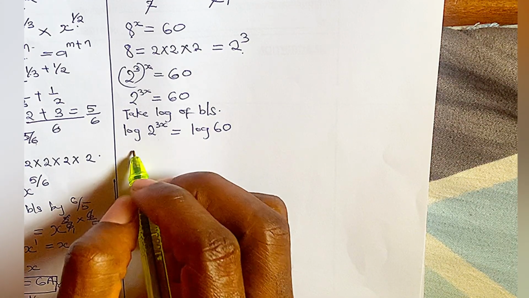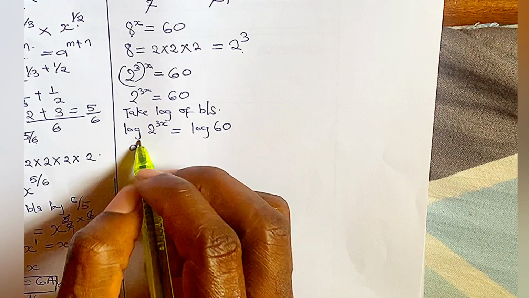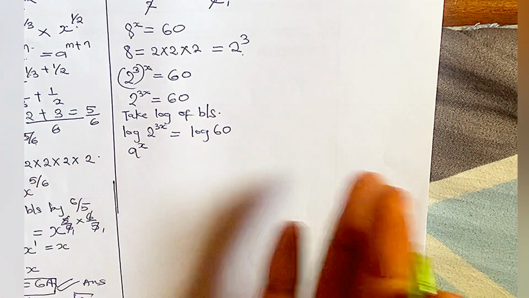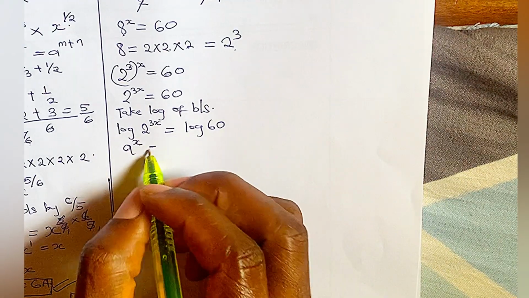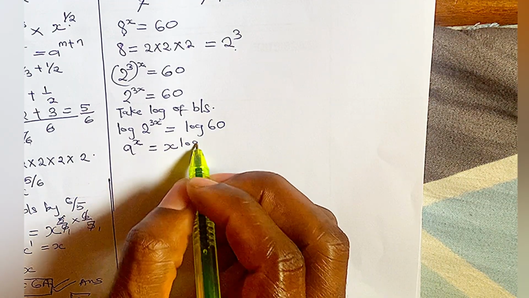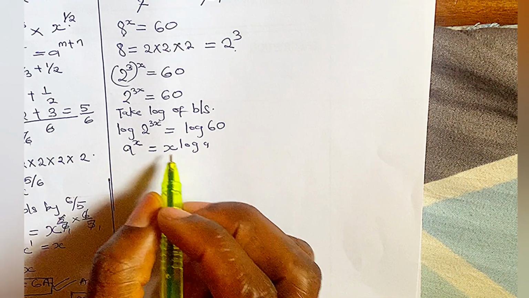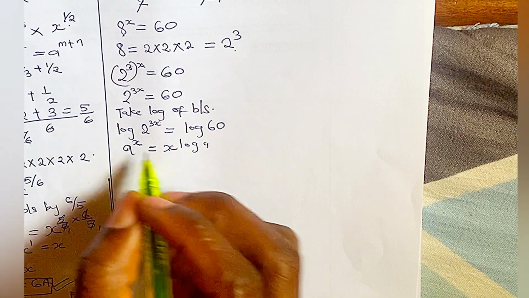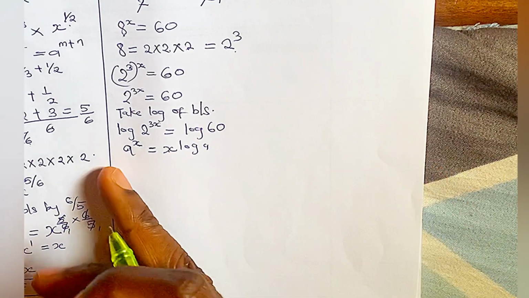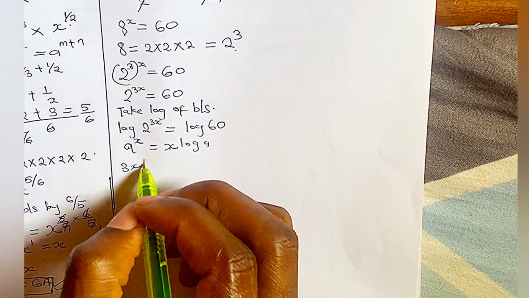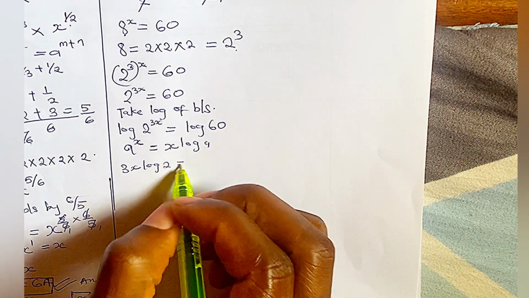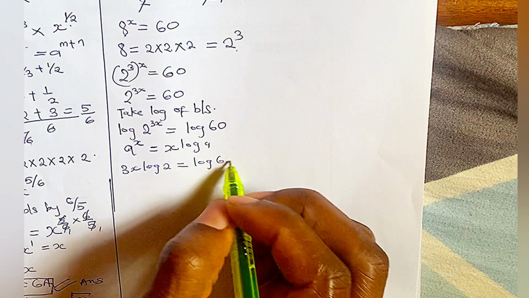Okay, now we apply another exponential rule. When you have an equation like you have a to the power of x, and we're asked to take the log of this equation, it will be written as what? x log a. So the power is going to come here, and this other part will become log of that number. So for this is going to be 3x log 2, that is equal to log 60.